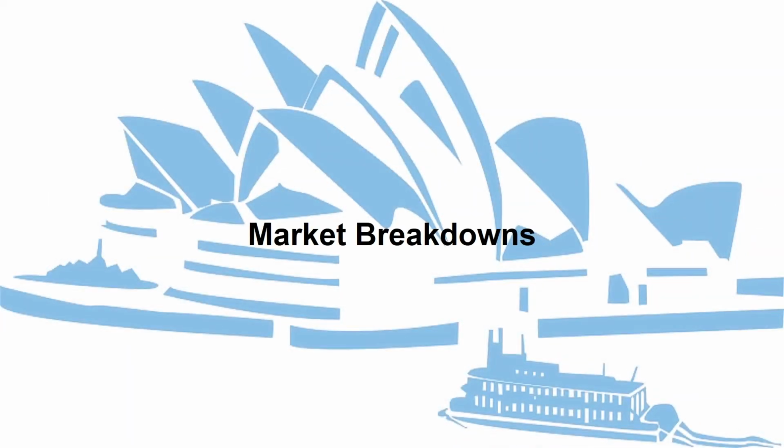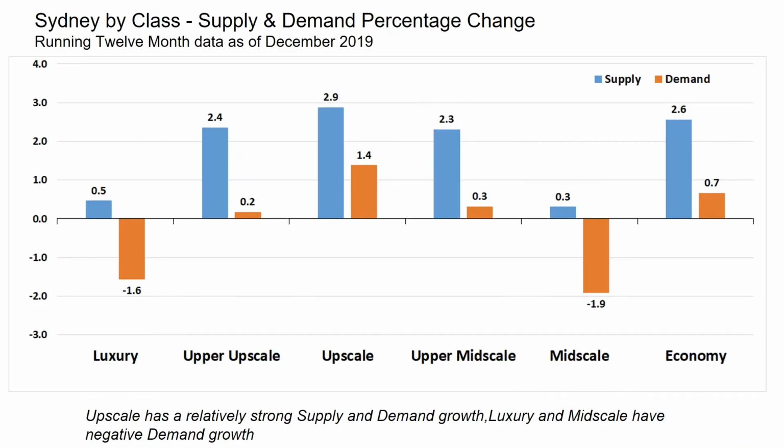After showing you the comparable market in line graph, I am now going to show you market breakdowns in bar graphs. We will start off by looking in the class of the Sydney market. This graph shows supply and demand percentage change. From the graph, we can see that upscale has a relatively strong supply and demand growth. Luxury and mid-scale have a negative demand growth of nearly negative 2%.